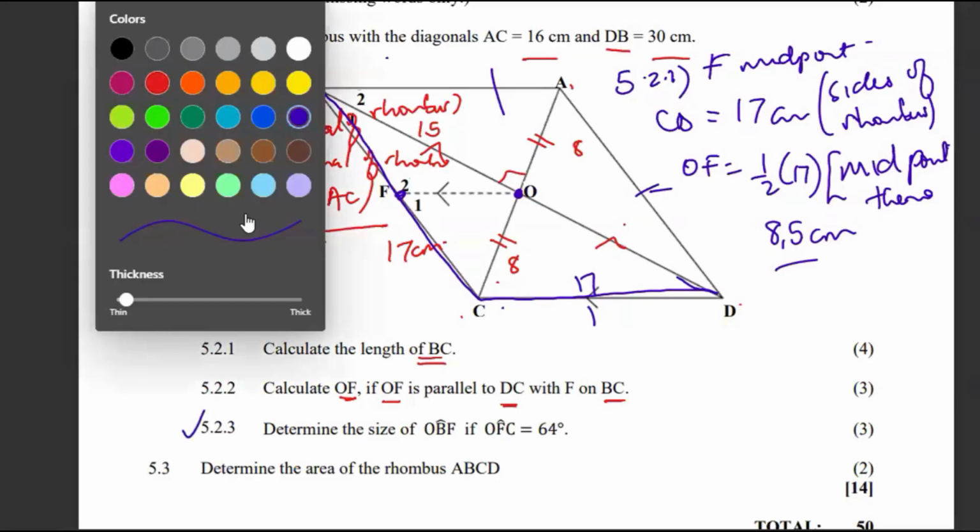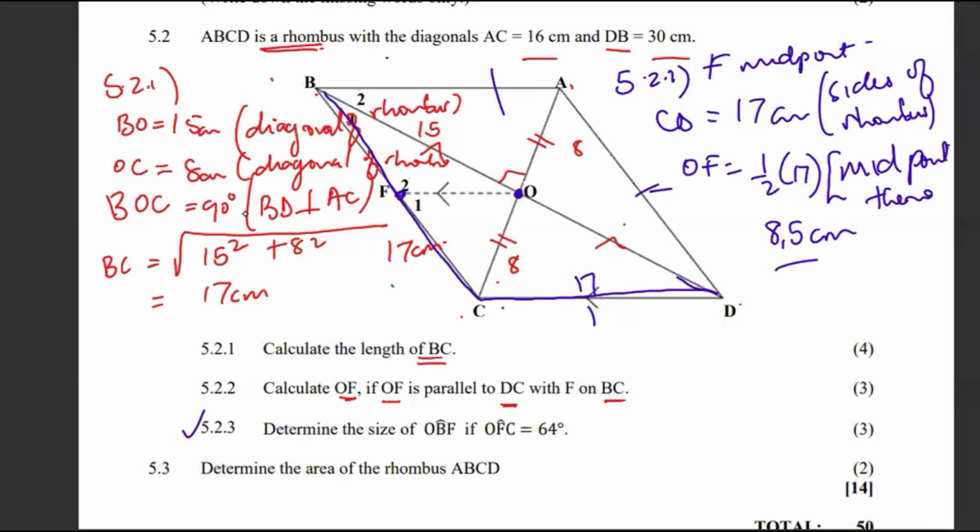5.2.3. They want us to get the size of OBF. So it's O, B, and F. So this small angle here. How many marks did it? 3 marks.